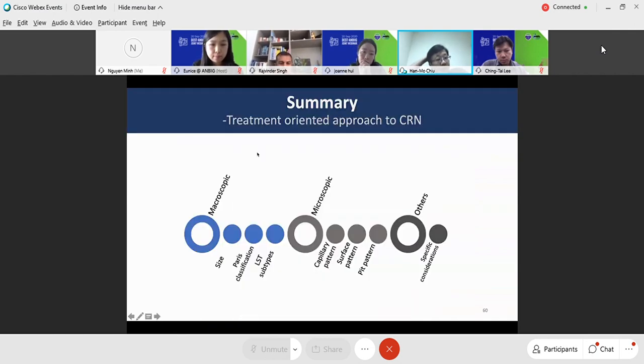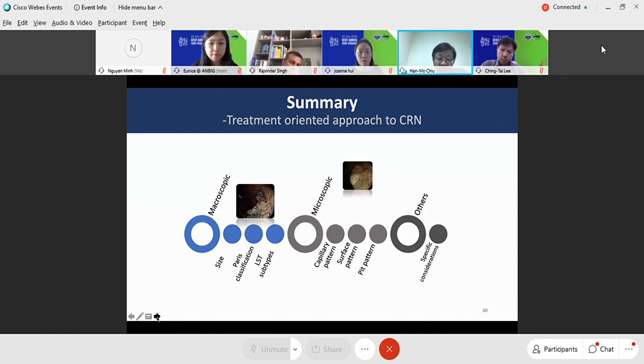So in summary, this slide shows how we can proceed with the diagnosis in a very systematic and logical way. So firstly, we make the macroscopic diagnosis of the lesion, determine the size, morphology, macroscopic morphology, and some subtype or laterally spreading tumor. And further, we perform a magnifying observation for microscopic diagnosis. So these include capillary pattern diagnosis, surface pattern diagnosis, and the pit pattern diagnosis.